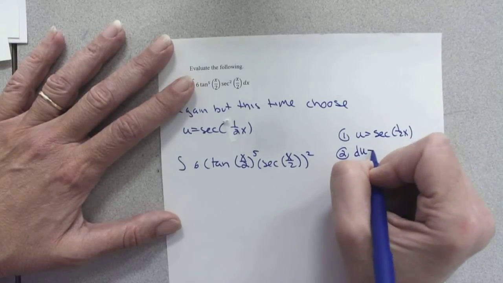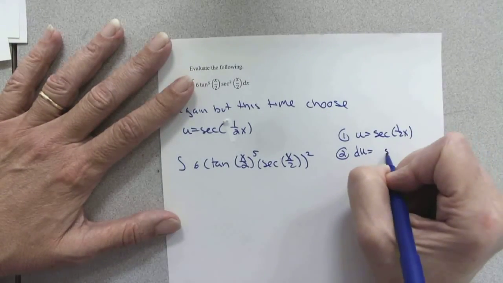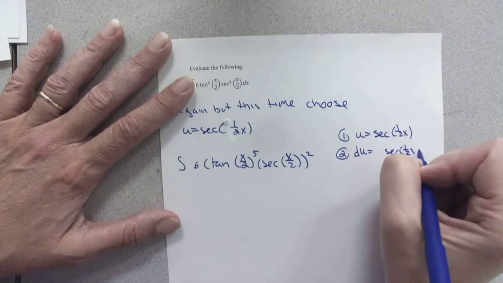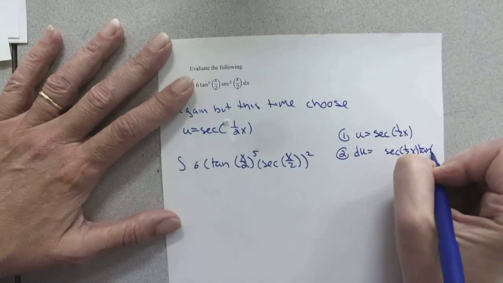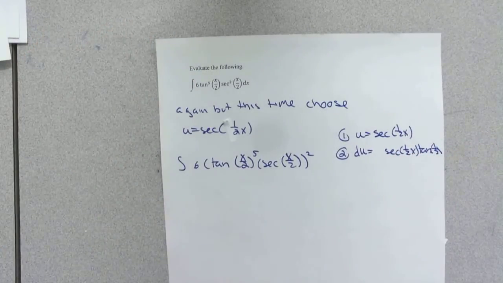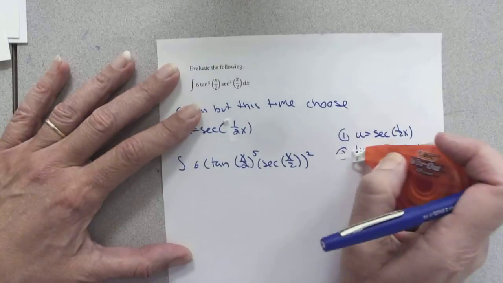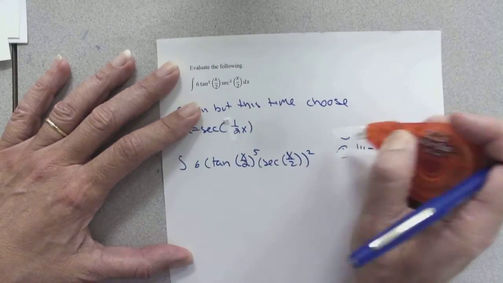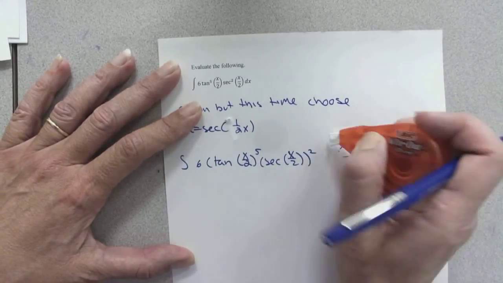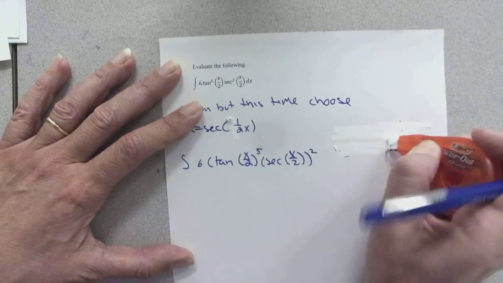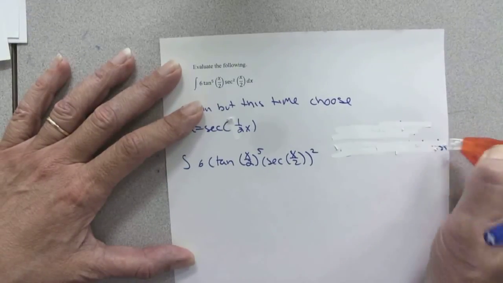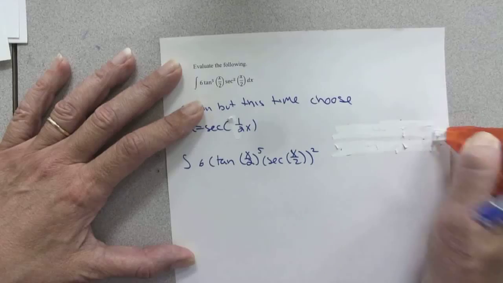That's going to make du, derivative of secant, is secant tangent. Let's try to write smaller and neater so you can actually see it. Actually, what I'm going to do is I'm going to write it down below a little bit so it's not all crammed on there so much.